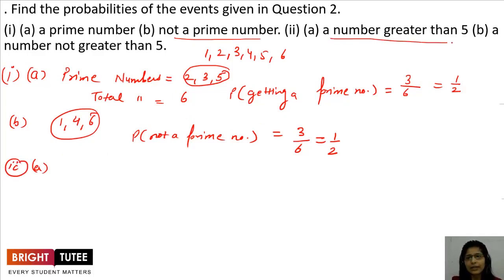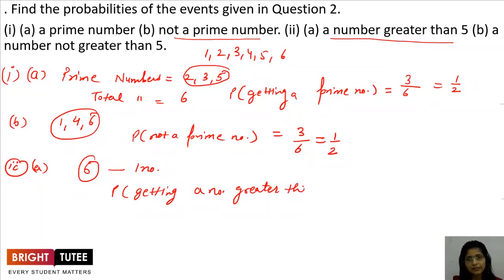Now C part, I should say it is the second part, first A. So a number greater than 5. How many numbers are there greater than 5 in it? It is only 1, that is 6. There is only one number, right? So probability of getting a number greater than 5 is only 1 divided by total, that is 6. So 1 upon 6 is the probability.